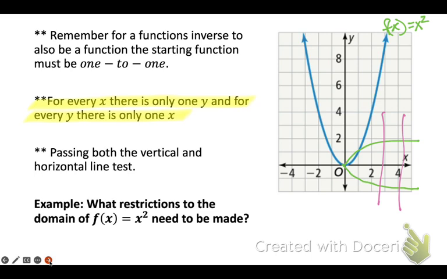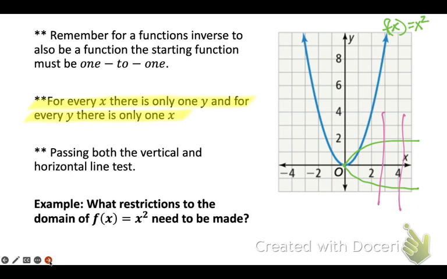So sometimes people say, well, not everything has an inverse. Everything has an inverse. Not everything has an inverse function. Does that make sense, what I just said? Yeah. So f of x equals x squared has an inverse, but is it an inverse function? No. Okay.